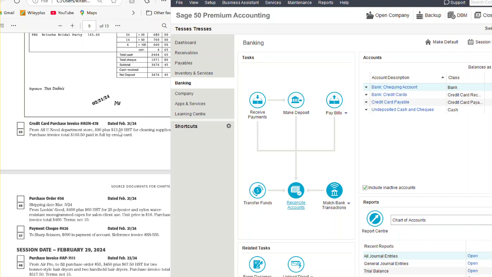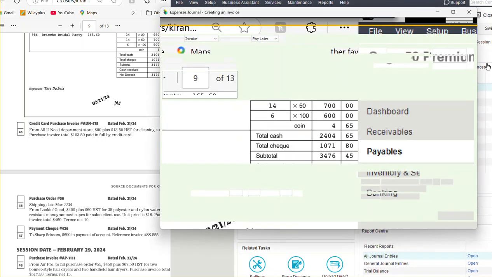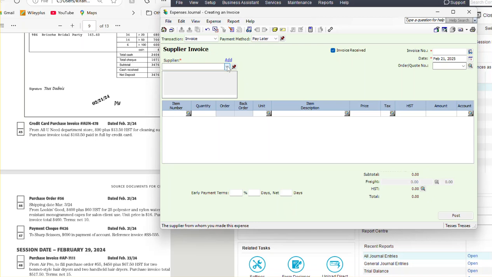Credit card for February 21st. And what is this from? It is a credit card purchase. I will go to payable. It is my purchase. The date is 21st. We know that. It is all you need. Purchase, and it is on February 1st.